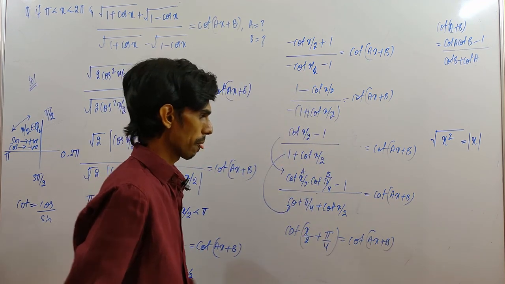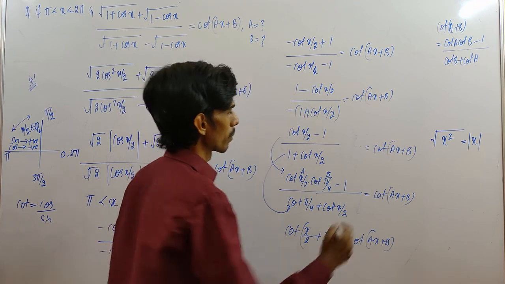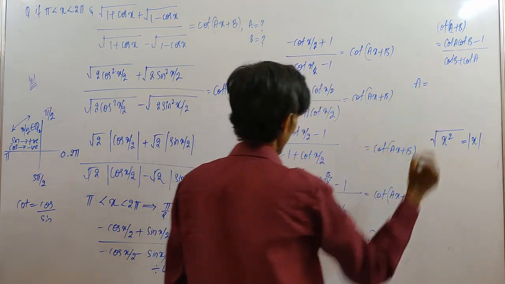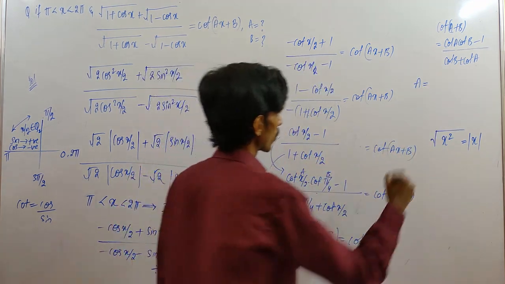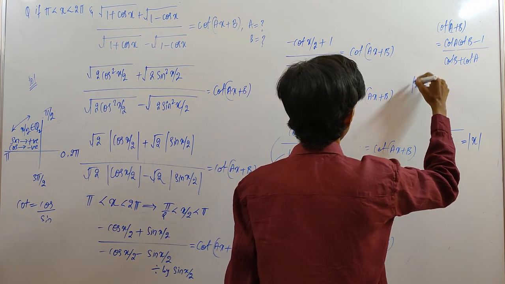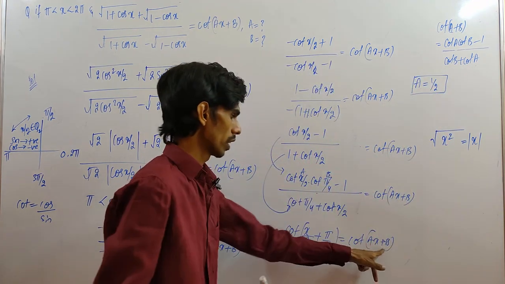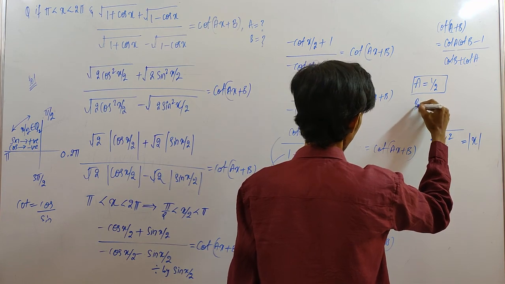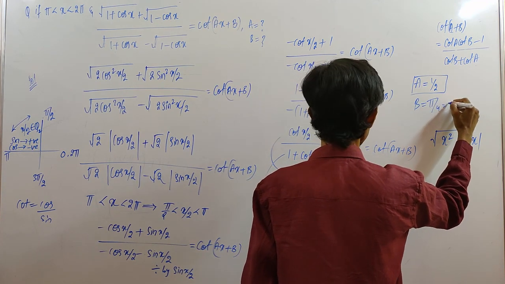Now comparing, the coefficient of x is a here. The coefficient of x is 1 by 2, so the value of a is 1 by 2 and the b value is pi by 4. That is 45 degrees.